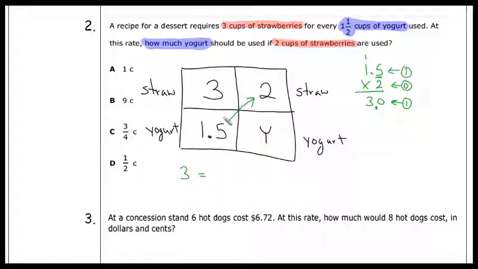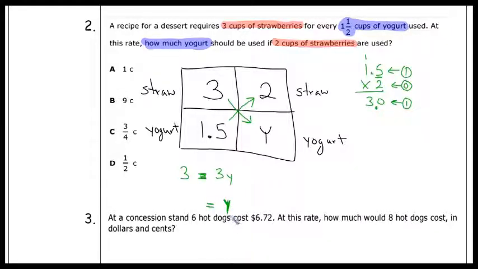Now I'm going to multiply the other cross product, 3 times y. And remember, we're going to set these cross products equal to each other. Here's my equal sign right here. So 3 times y is going to give me just 3y, because you just multiply 3 times y. So you get the same number and the same letter, 3y. Now, the point of this whole problem is to find out what y is, how much yogurt you're going to need for 2 strawberries. So that's why I want to get this y all by itself down here. I want to know what y is equal to.